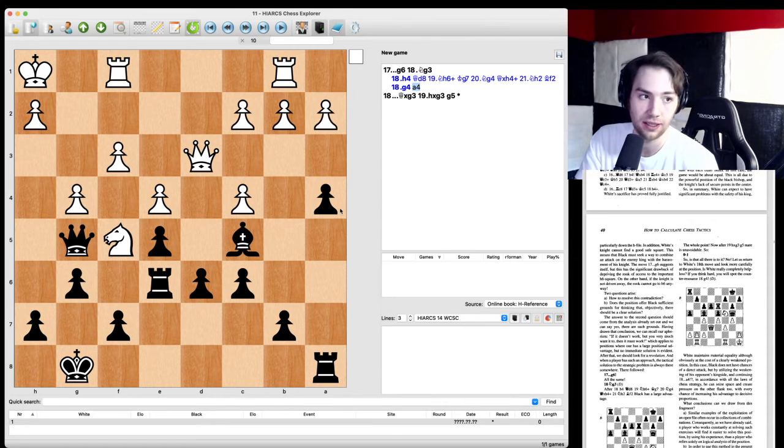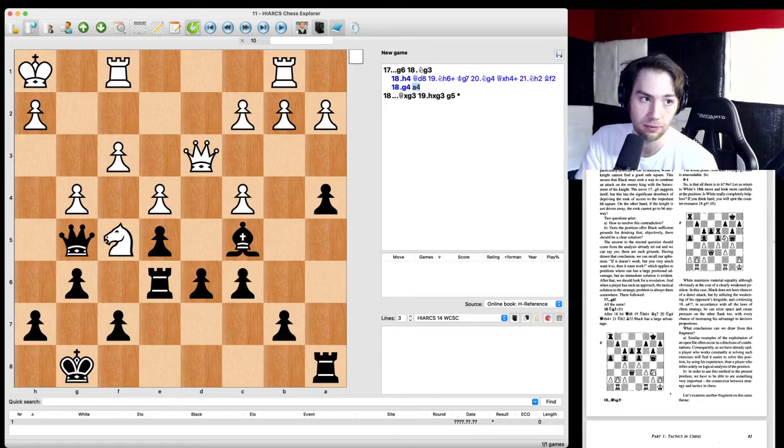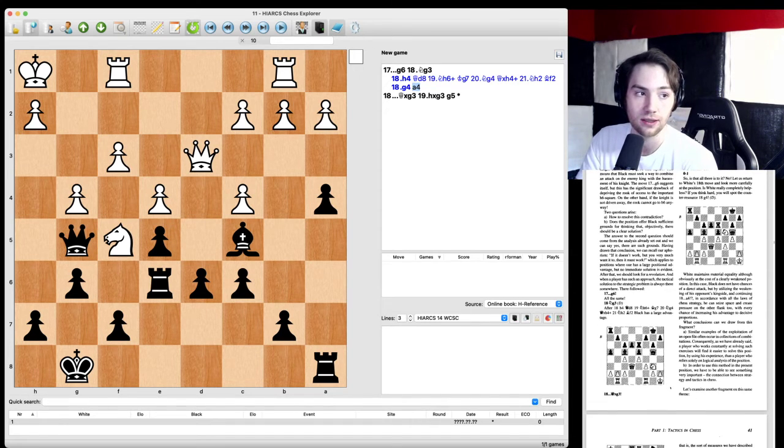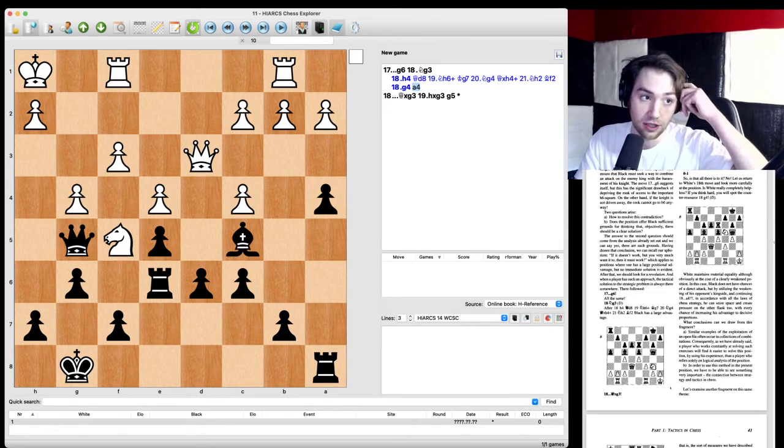What? What is happening here? In accordance with all the laws of chess strategy, he can seize space and create pressure on the other flank too, with every chance of increasing his advantage to decisive proportions. What conclusions can we draw from this fragment? Similar examples of the exploitation of an open file often occur in collections of combinations. Consequently, as we have already said, a player who works constantly at solving such positions will find it easier to solve this position, by using his experience, than a player who relies solely on logical analysis of the position.